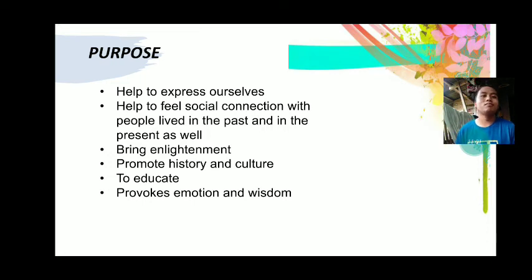Then bring enlightenment to uncertainties, confusions, and the mysteries that remain unanswered until now. It brings enlightenment. It puts you into the right place. Then promote history and culture. Again and again, history and culture should always be part of humanities. Then to educate. All fields of study educate, and that's good because humanities educate almost everyone.